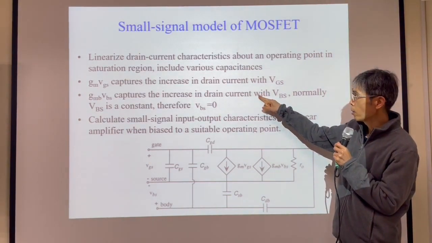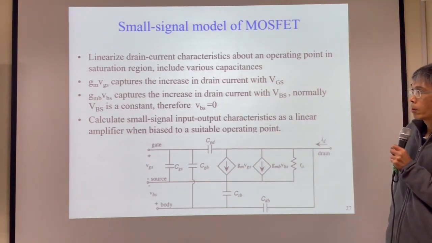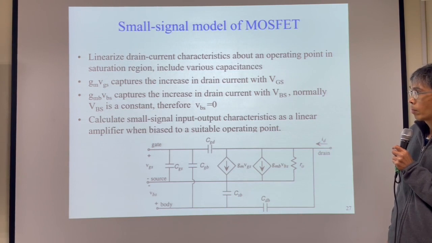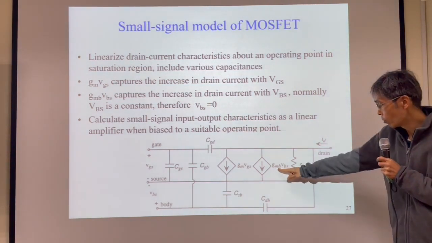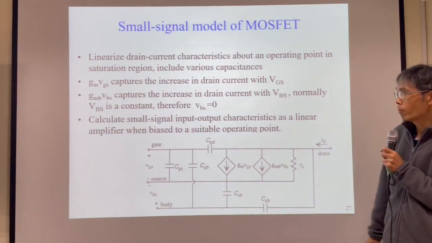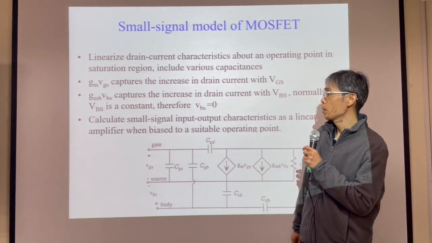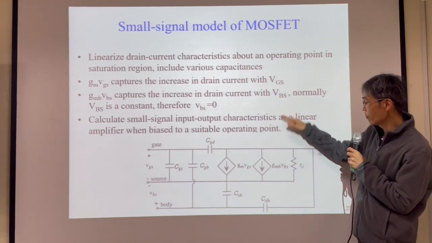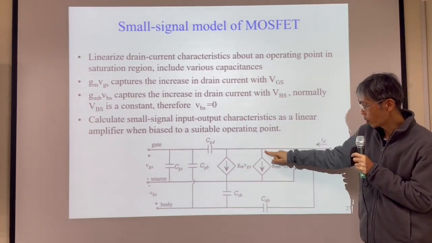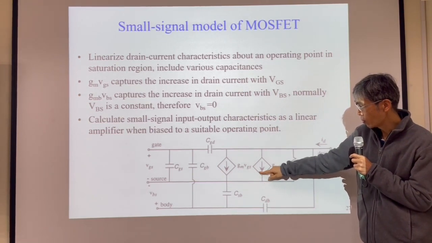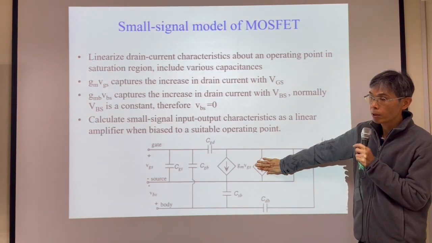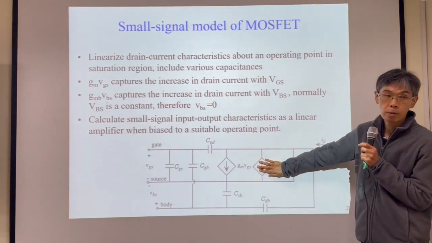Kumil, could you read this? gmb VBS captures the increase in drain current with VBS. Normally VBS is constant, therefore VBS is equal to 0. So we have this value gmb VBS to model this behavior. If you increase VBS, you increase the current from the drain to the source. So this is the model. Sometimes we ignore this one, sometimes we include this one.